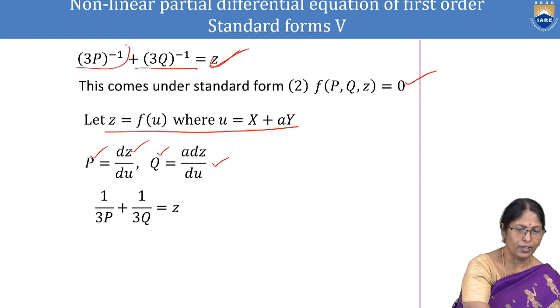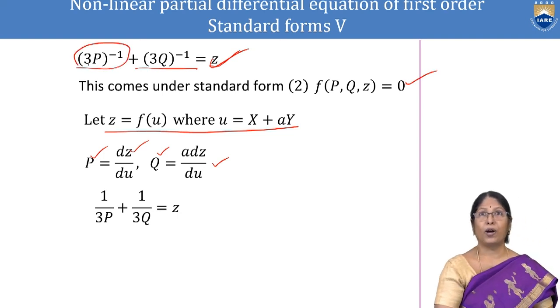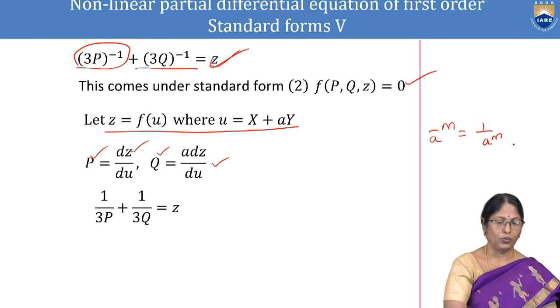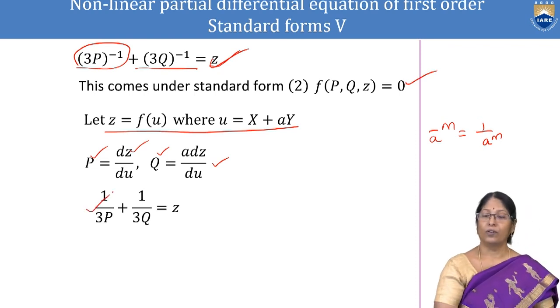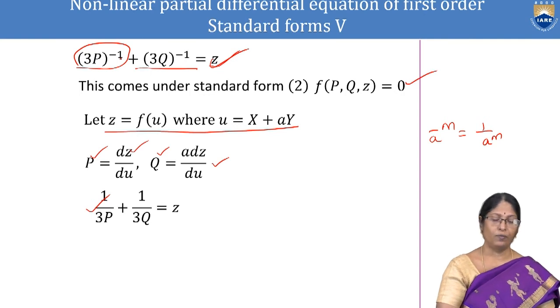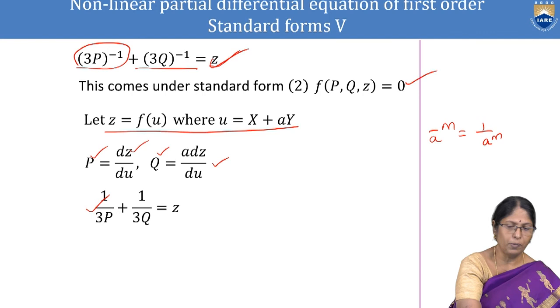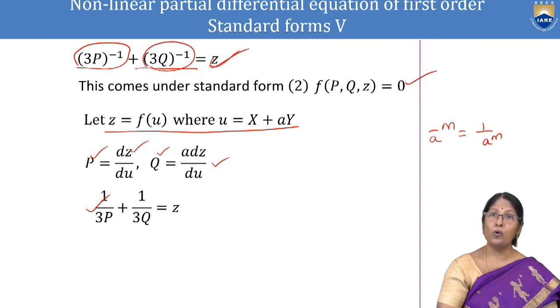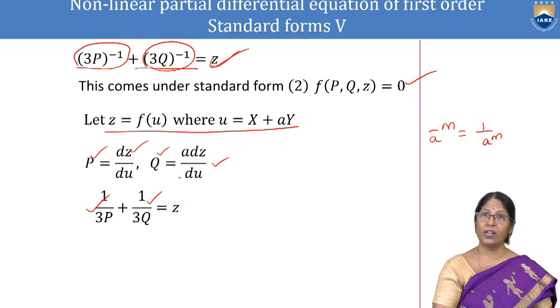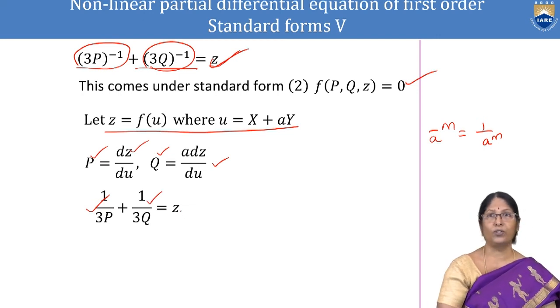So this is 3P power minus 1. A power minus 1 is nothing but 1 by a power m. Following this, 3P power minus 1 is written as 1 by 3P. Similarly, 3Q power minus 1 is written as 1 by 3Q, which is equal to Z.